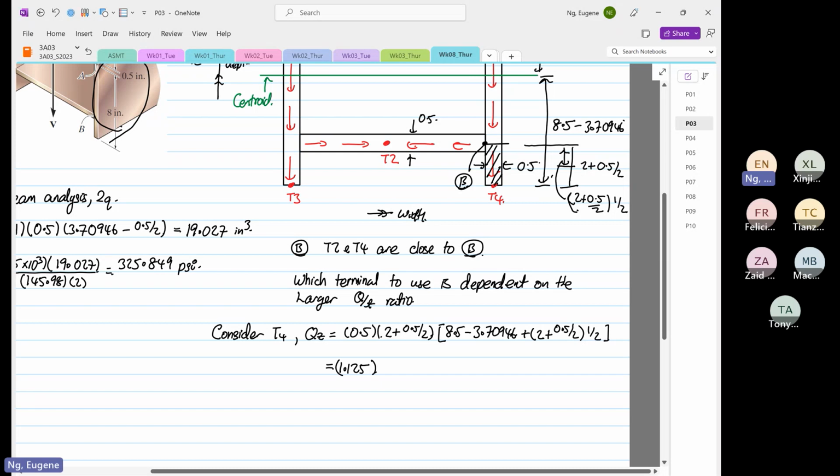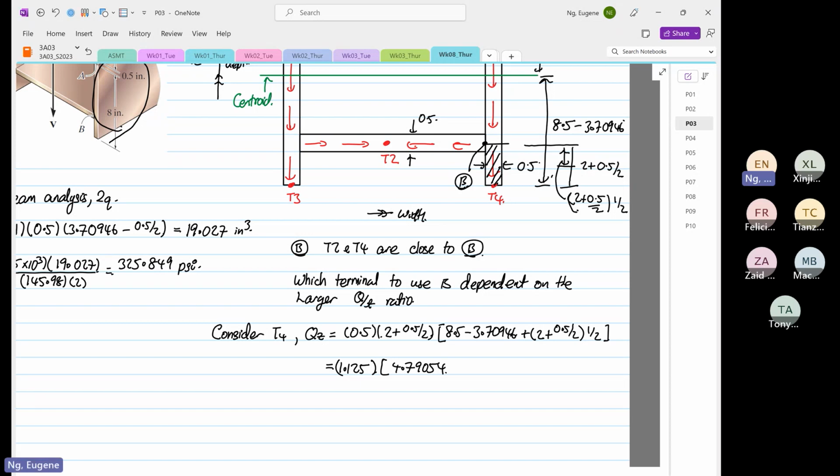I do it again. 2 plus 1.5 divided by 2 times 1.5, that is 1.125. Then the square bracket, 8.5 minus 3.70946 is equal to 4.79054. Let me do it again. 8.5 minus 3.70946.